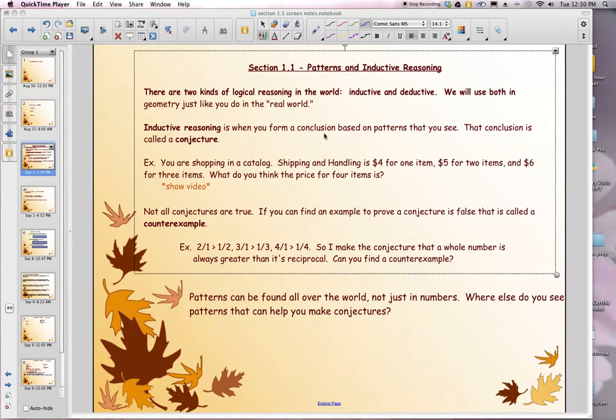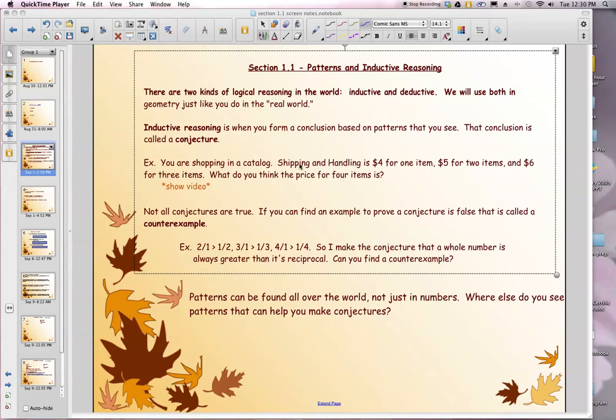Inductive reasoning is when you form a conclusion based on patterns that you see. That conclusion that you come to is called a conjecture. So an example would be anything that you notice, well, this happens and then this happens and then this happens, and when you look at that and you come to some conclusion about what you think is going to happen next, that's using inductive reasoning.